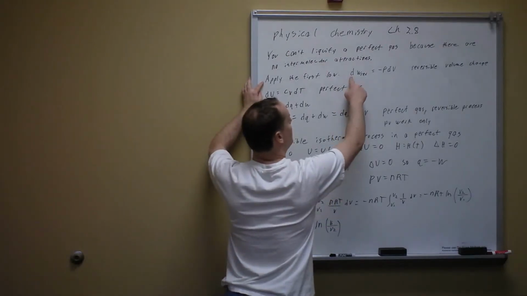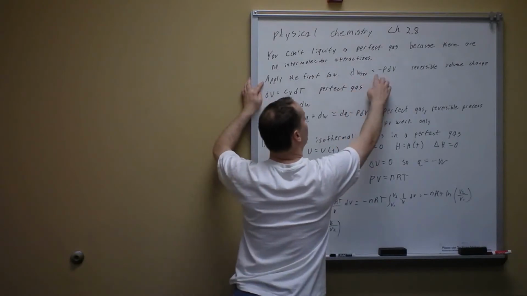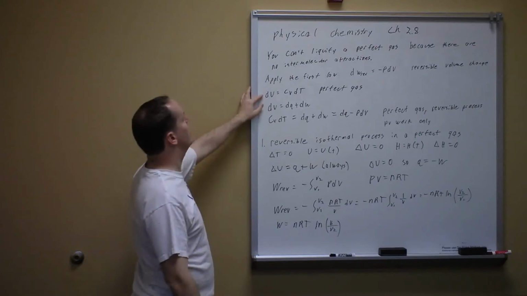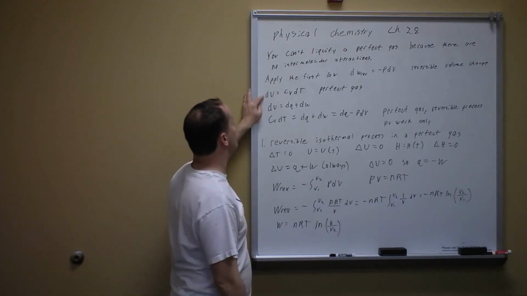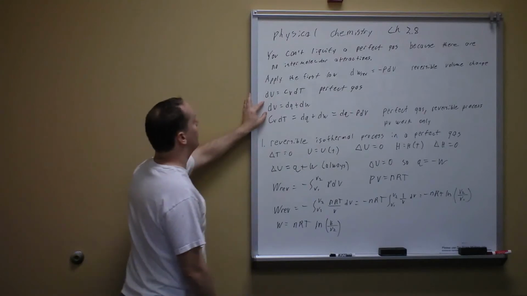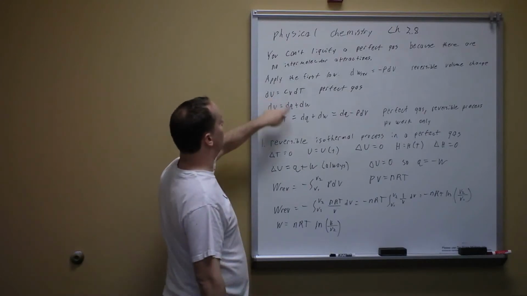We have differential of work reversible is equal to minus PdV. This is if you have a reversible volume change. Now, we also know that dU is equal to CV dT for a perfect gas. So we're going to substitute that out.